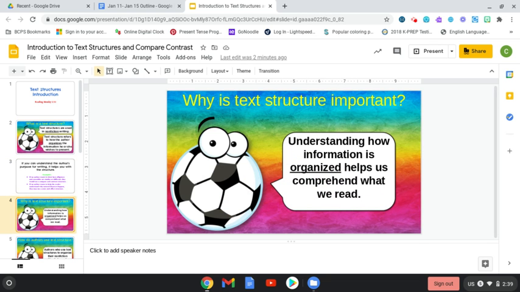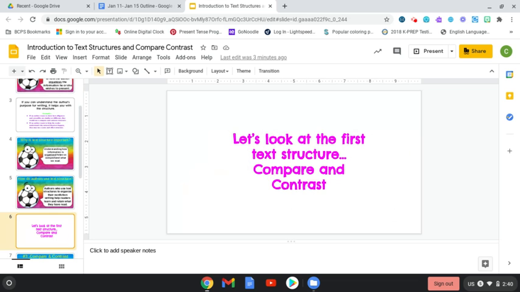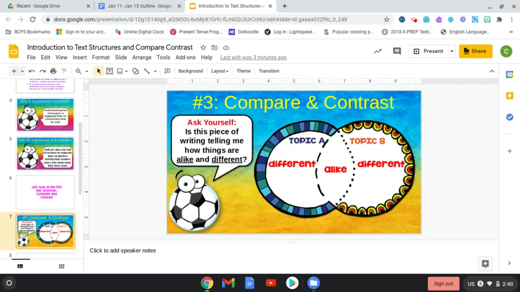So understanding how the information is organized helps you understand what you're reading. If you know the author is trying to help you understand how alligators and crocodiles are alike by using compare and contrast language, then you know that that's what they're trying to show you. So here's our first text structure that we're going to work on today, which is actually compare and contrast.